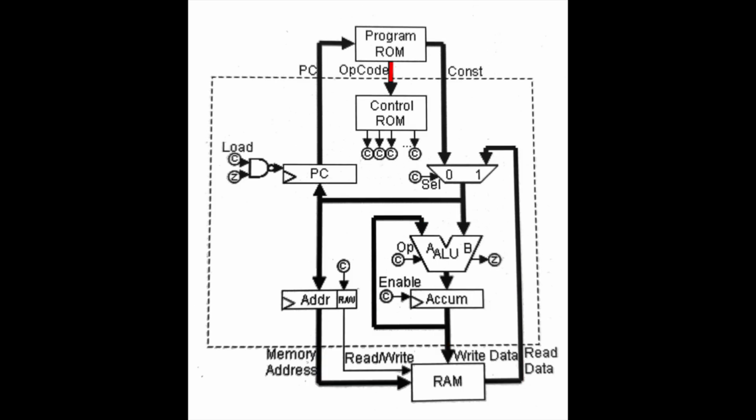The control ROM interprets opcodes from the program ROM and issues control signals to the ALU, accumulator, address register, and multiplexer. This coordination allows the processor to execute instructions like load, add, subtract, store, read, and conditional jumps such as if 0 and go to.